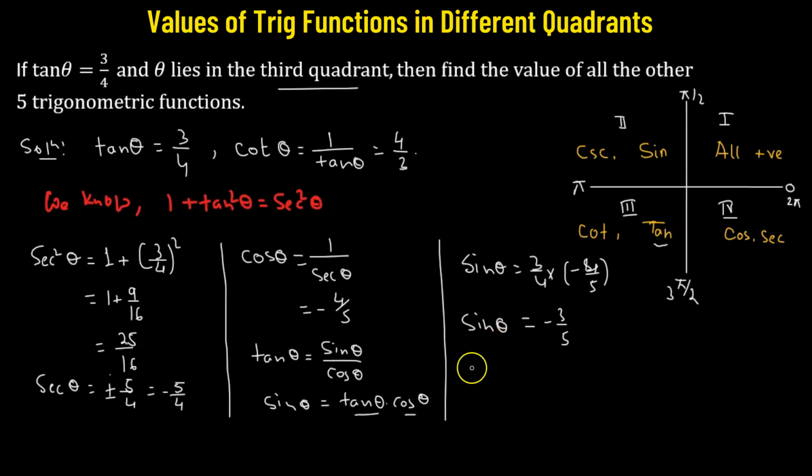Now that we have the value of the sine function, we can also find its reciprocal, which is the cosecant function. Cosecant is 1 over sine theta. That means we have negative 5/3. We have now successfully obtained all the remaining 5 trig functions. So cotangent of theta is 4/3. Secant of theta is negative 5 over 4. Cosine of theta is negative 4 over 5. Sine theta is negative 3 over 5. And cosecant of theta is negative 5 over 3.